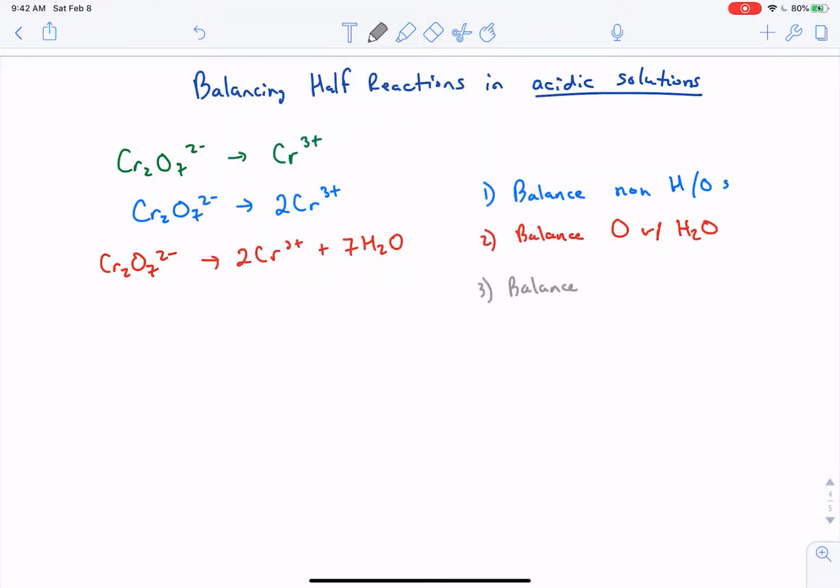And what's the next thing we balance? Hydrogens with what? H plus, yeah. Okay, so again, count how many hydrogens are on both sides. So, balance H's with H pluses. So, this is 14 H pluses plus Cr2O7 2 minus yields 2 Cr3 plus 7 H2O.